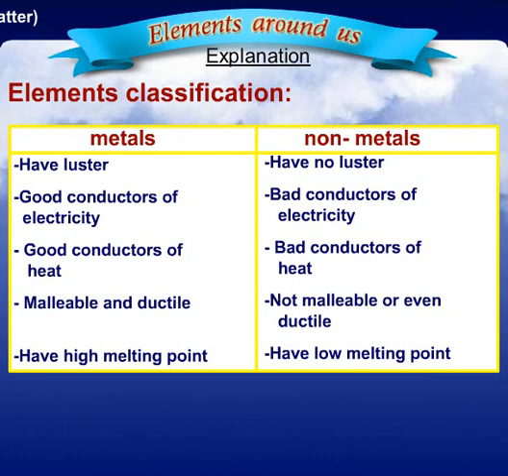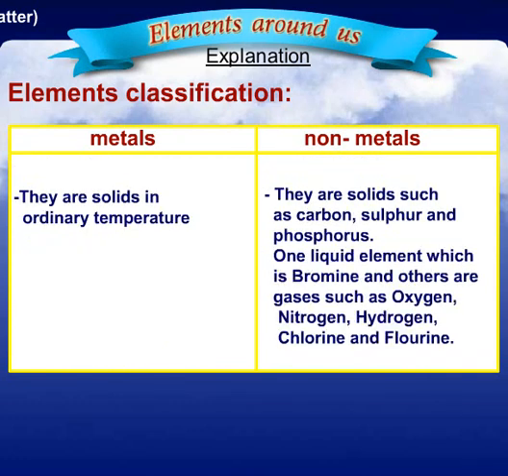Metals have high melting point. Nonmetals have low melting point. Metals, they are solids in ordinary temperature. Nonmetals, they are solids such as carbon, sulfur, and phosphorus. One liquid element which is bromine, and others are gases such as oxygen, nitrogen, hydrogen, chlorine, and fluorine.